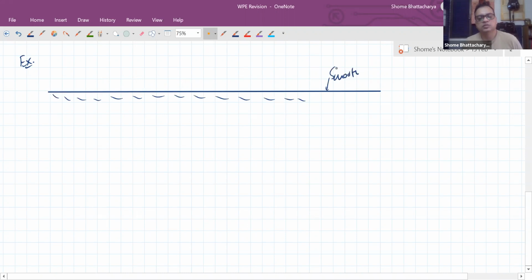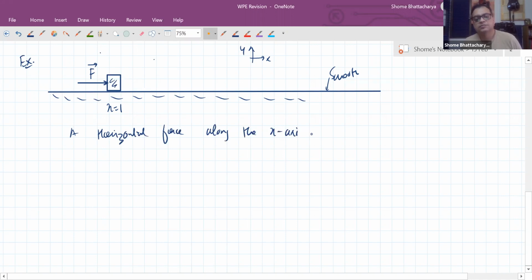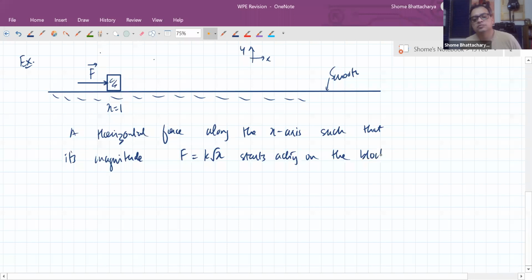A body is placed on a smooth surface. Initially, the coordinate of this is x equal to 1. And we start applying a force on it like this, where we are defining the horizontal axis as our x-axis. So a horizontal force along the x-axis, such that its magnitude F is equal to k root x, starts acting on the block initially at x equal to 1.